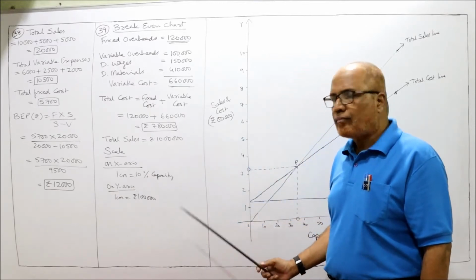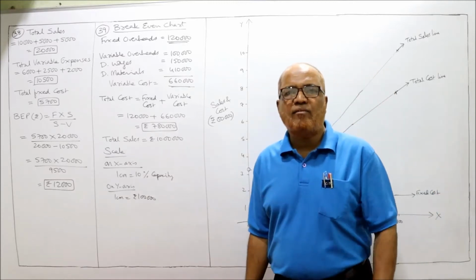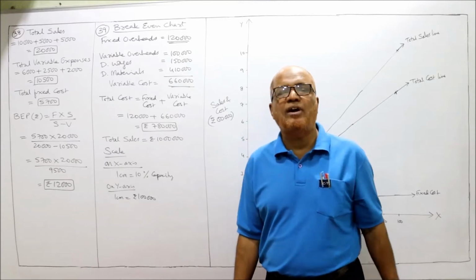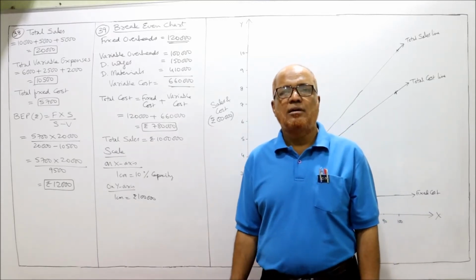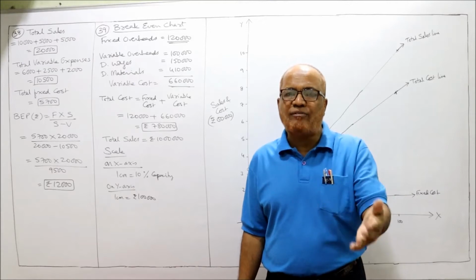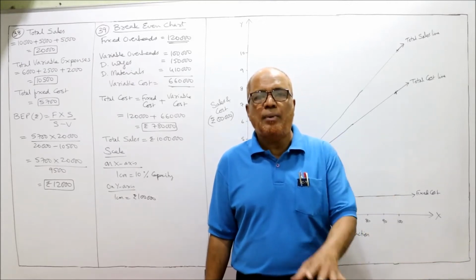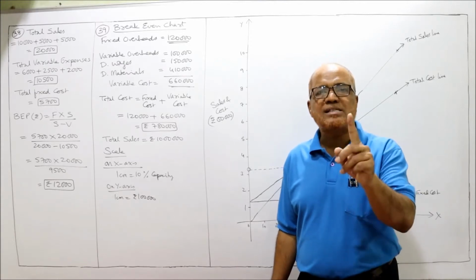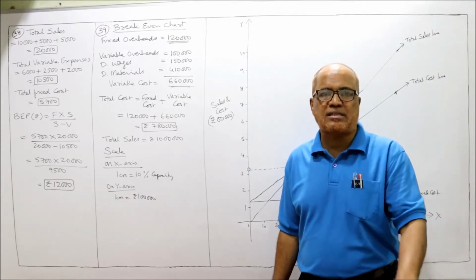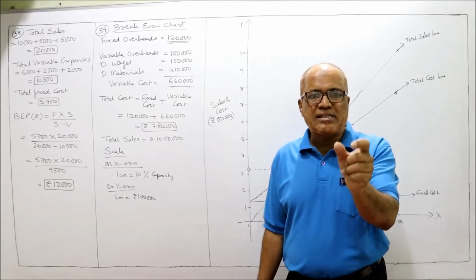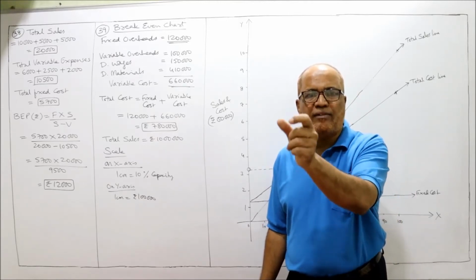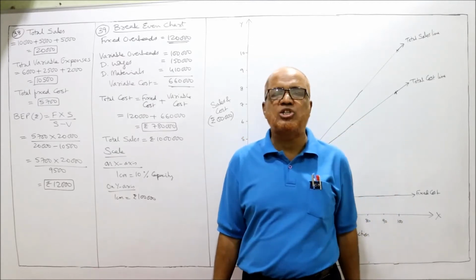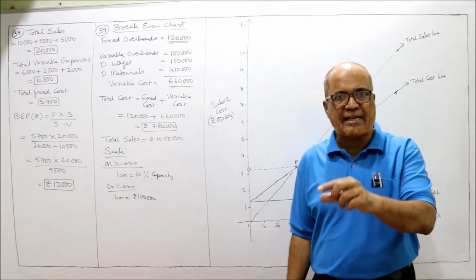So, scale. On the x-axis, we take 1 centimeter is equal to 10% capacity, because in the problem we are not given production in units. If production were given in units, we would have taken production in units on the x-axis. But in this problem, we are given percentage capacity. So we take 1 centimeter is equal to 10% capacity. 1 centimeter, 10; next centimeter, 20, 30, 40, up to 100. So in 10 centimeters, we can adjust 100% capacity on the x-axis.